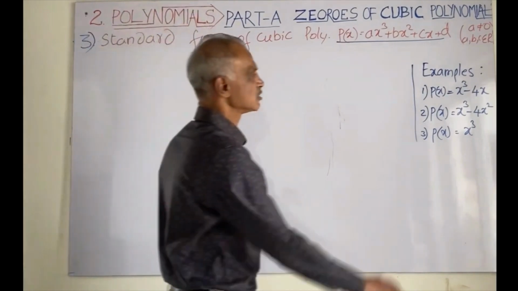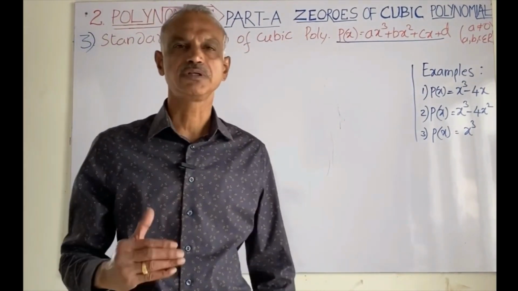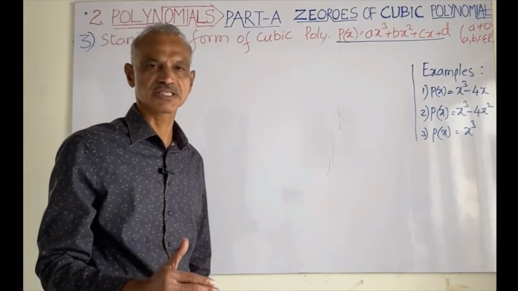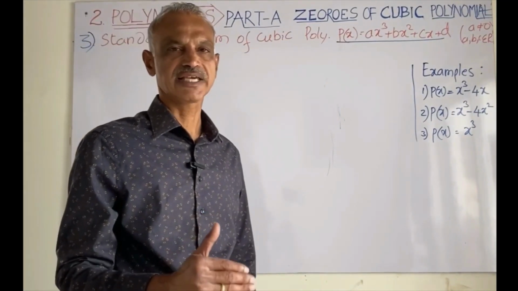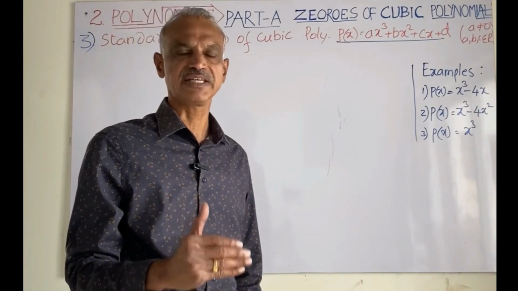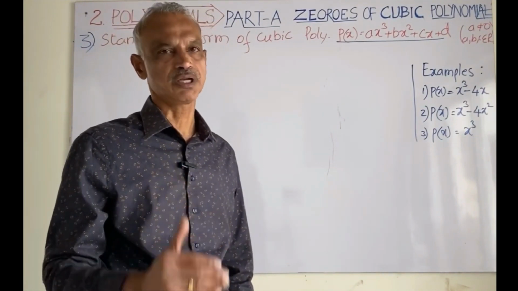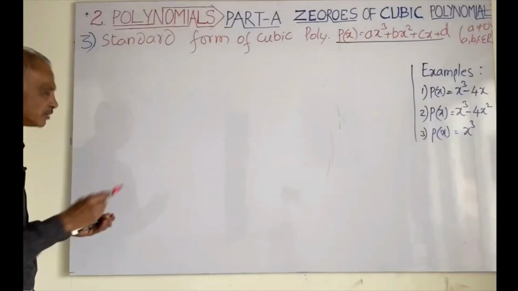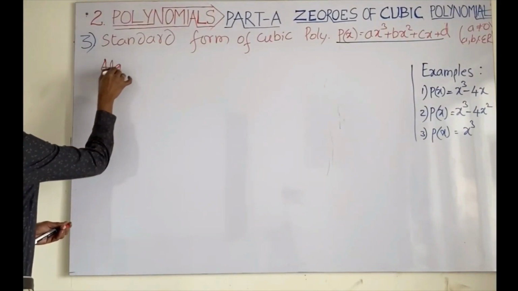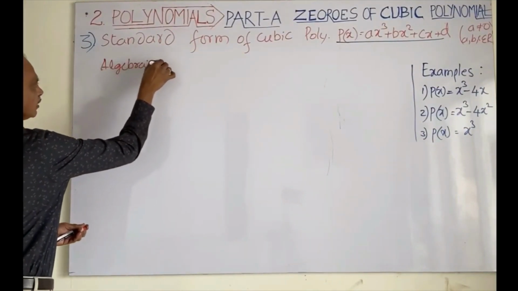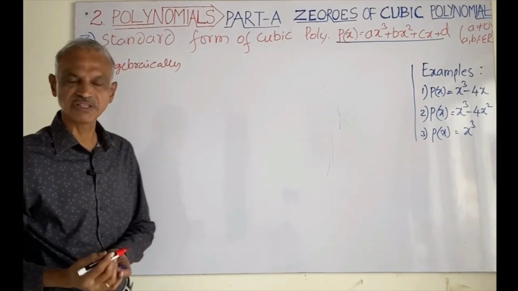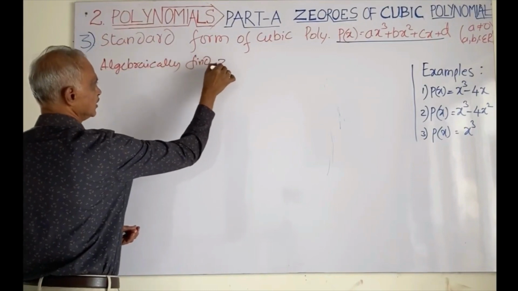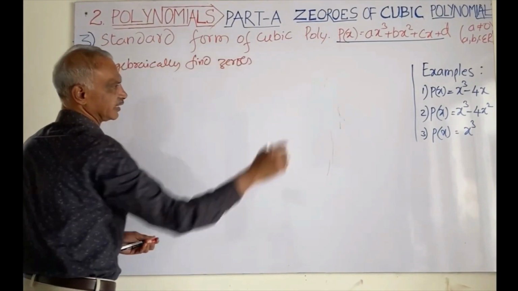Now I will take 3 examples so that you can understand how to draw the graph of a cubic polynomial. I will draw the graphs on graph paper. In the next video, you can see the graphs of linear, quadratic and cubic polynomials. First, algebraically I am finding the zeros of the cubic polynomial. I will take that example.